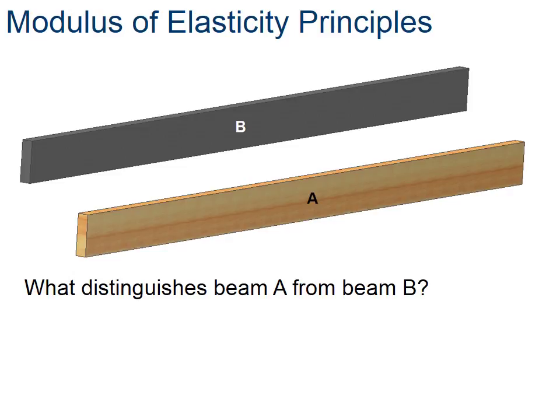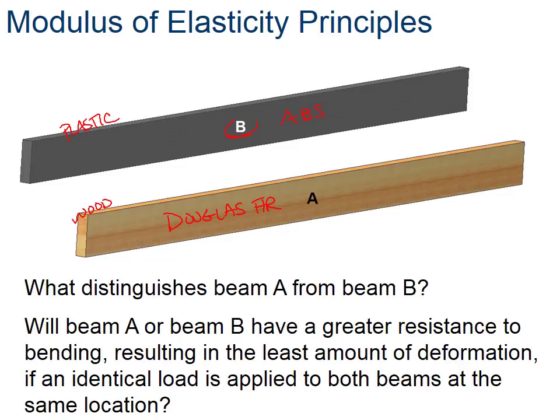So what's going to distinguish, what's going to give us a difference from beam A to beam B, outside of something that you can obviously see? It's very obvious that beam B is a different material. We said this is ABS plastic, and this is a Douglas fir. So this is wood, and this one's plastic. Well, we can obviously tell that there is a difference there, but what's going to distinguish those two? What we have there is the resistance, the modulus of elasticity. So which one is going to deflect, or have the most flexion?